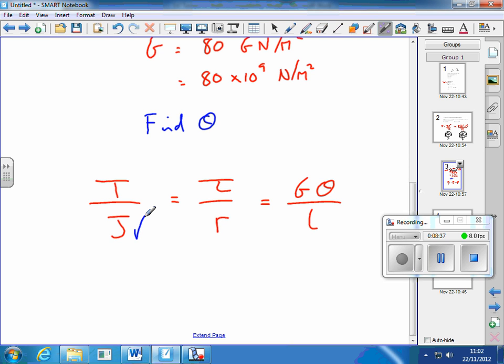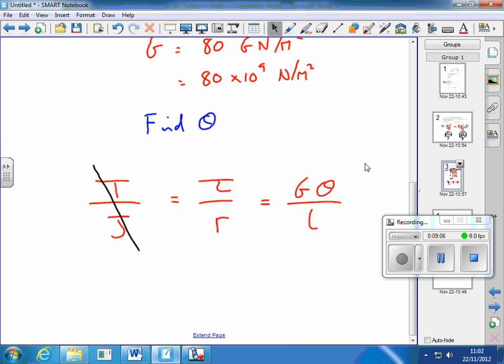Do we know T, the torsion? What's the torsion in this thing? No, we don't, do we? Do we know tau? Yep. Do we know R? And we want to find theta, so in fact it's these two ratios we're going to use. Although we could find J, there's no point, we wouldn't use this ratio. So we're not going to use this part of the torsion equation, we're going to use the other two ratios.